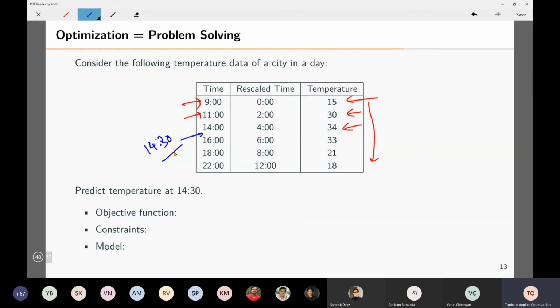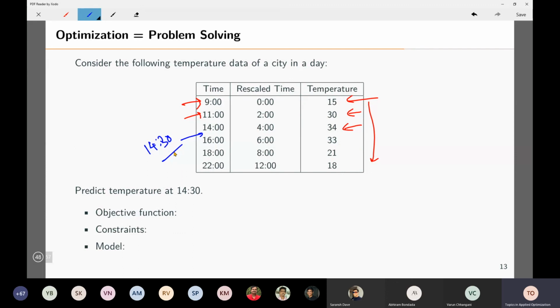Here some data is given to you. Some observed data is given to you at many samples, times, durations, and so on. And what you're supposed to do is a prediction: predict the temperature at 2:30, which is not yet recorded.